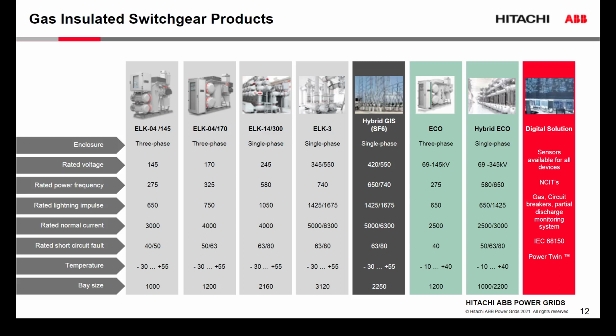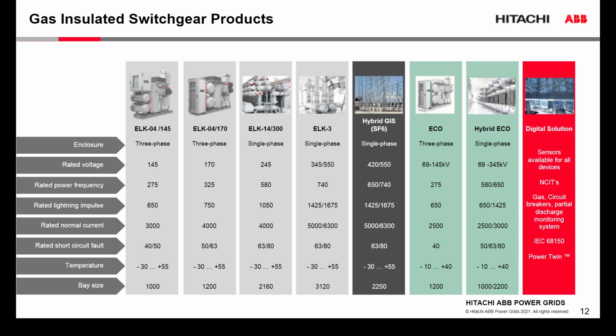GIS, and hybrid means in this case we are using GIS components which we are interconnecting with air insulated substation. That technology is usually used in the 345 and 500 kV range and also available in the same ratings, the 5000, 6300 amps and 63 and 80 kA short circuit rating. And then we have our green technology with the eco or hybrid eco technology, which is available in three-phase and single-phase, and we'll come to that issue a little bit later.